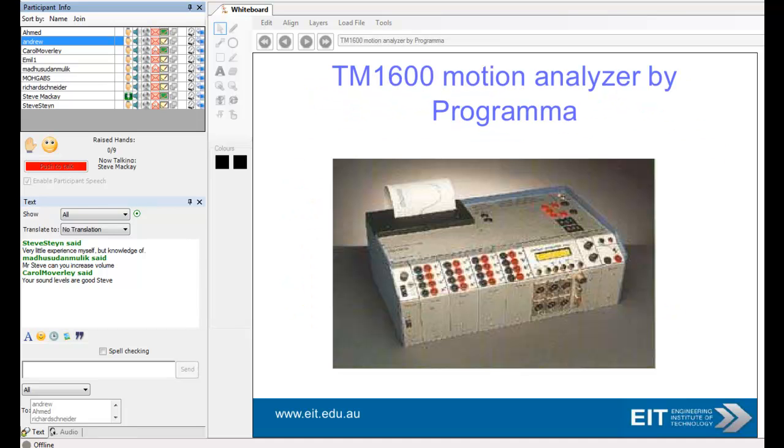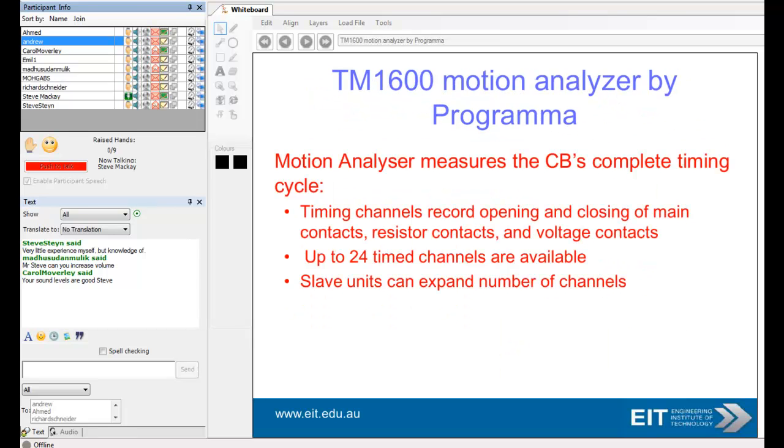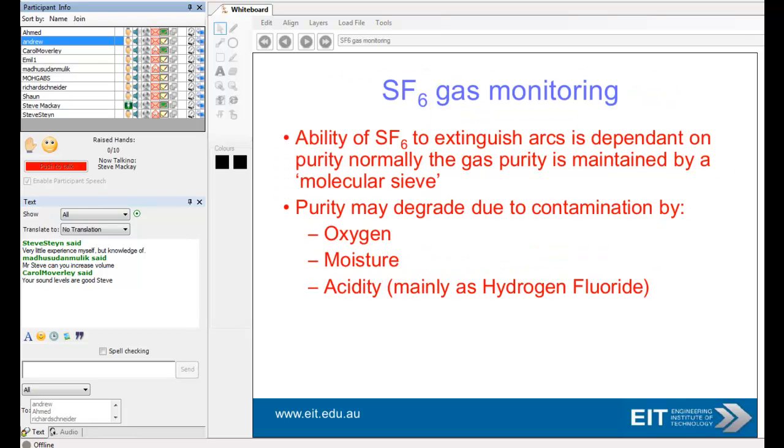Trip coil tester is a typical tester that you can use for testing. Very important, as I say, it's one of the areas that you could fail.